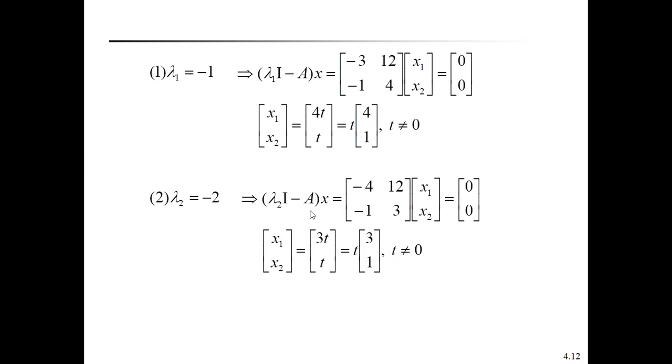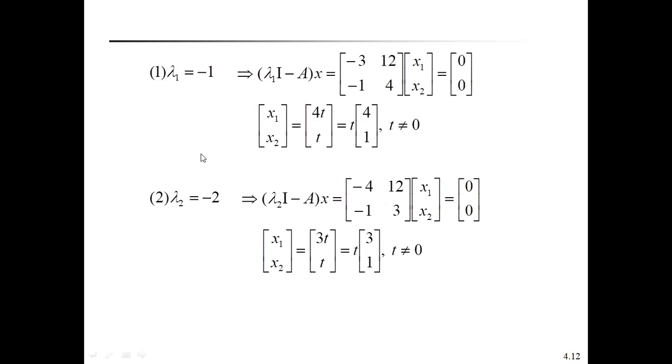Similarly here, (lambda 2 I minus A) x equals the matrix [minus 4, 12; minus 1, 3] times [x1, x2], which equals [0, 0]. Reducing this matrix to echelon form, we get the x1, x2 values 3t, t, therefore t times (3, 1). This column vector is called the eigenvector corresponding to lambda 2 equal to minus 2.